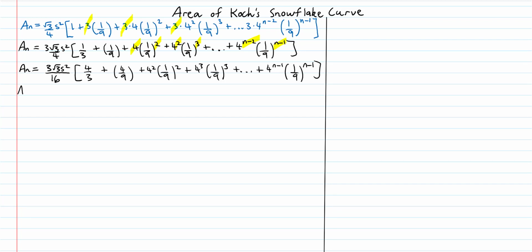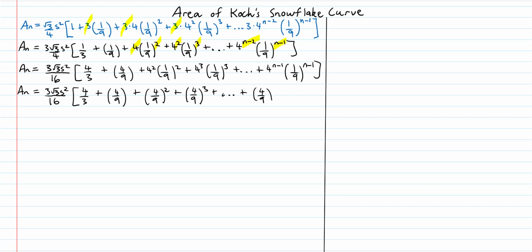So we can write this as AN is going to be equal to 3 times root 3 times s squared over 16, and then in the brackets we have 4 over 3 plus 4 over 9 plus 4 over 9 all squared plus 4 over 9 to the power of 3, and it's going to carry on, and then the final term will be plus 4 over 9 to the power of n minus 1.